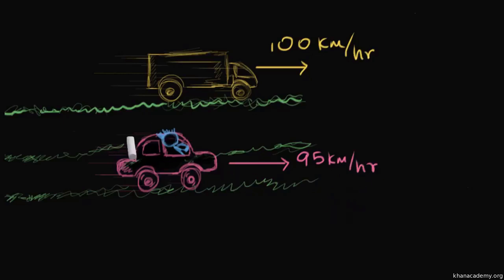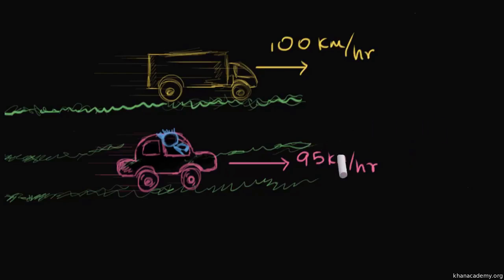Now here's the question. Now that you are inside this car, suppose you again look at this truck. What will you see the velocity of the truck to be? Do you still see it to be 100? Or do you see it to be faster or slower? Think about this. I want you to pause this video for a while and think, what would you see the velocity of the truck to be in this situation?